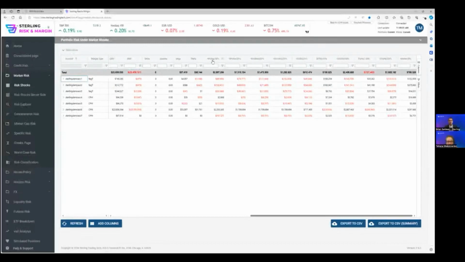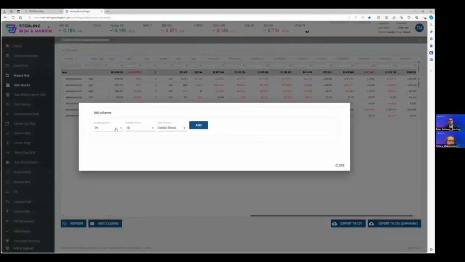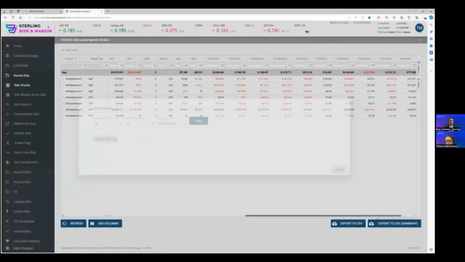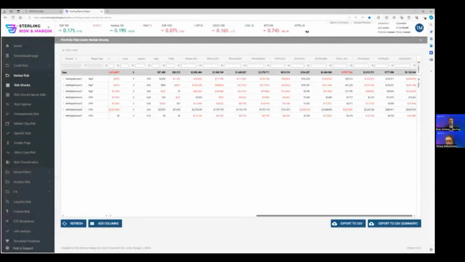These parameters are configurable. You can set them in our back office tool. You can also set parameters of your choice on the fly and ask the system to calculate whatever shock you want immediately. For that, you can click on Add Columns and pick your parameters. For example, I'm interested in a minus 30, 25 parallel shock. As soon as I click Add, the system will start calculating. You will see a spinning wheel here, and the new column will show up on the right.